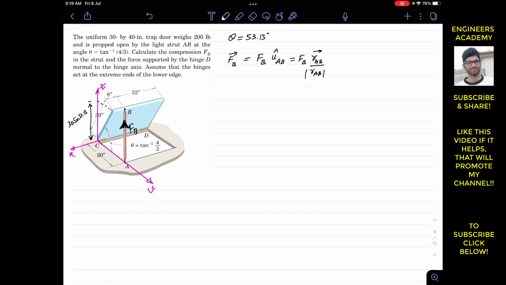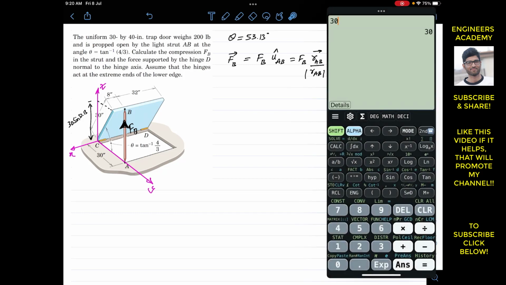Now to find the position vector from A to B, we need to have the coordinates of point A and B. So point B is at a distance of 30 sine of 53.13 along the z, then 30 cos of 53.13 along the positive y, and then 8 inches in the negative x. So now 30 sine of 53.13 is approximately 24. So this length is 24.